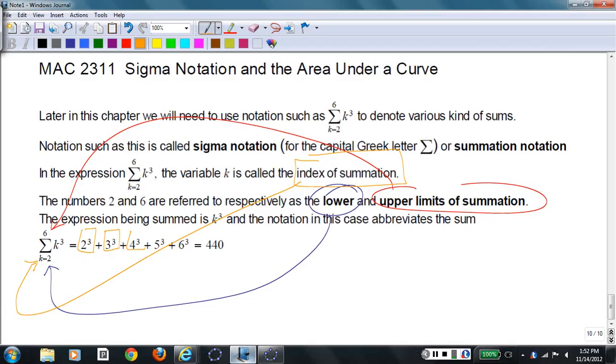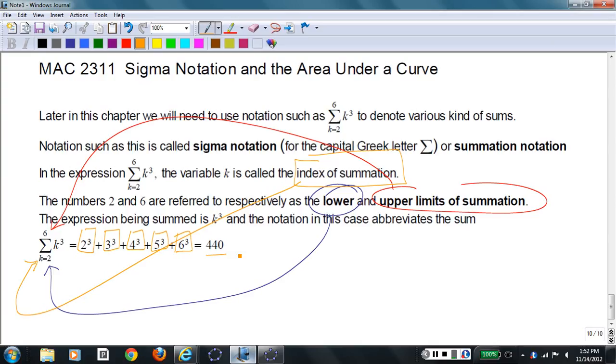Increase it to 4, increase it to 5, increase it to 6, and then stop, because 6 is the upper limit of summation. And then the value of the sum is what we get when we crunch all those numbers. Hopefully I did that correctly to get 440 would be the value of that sum.